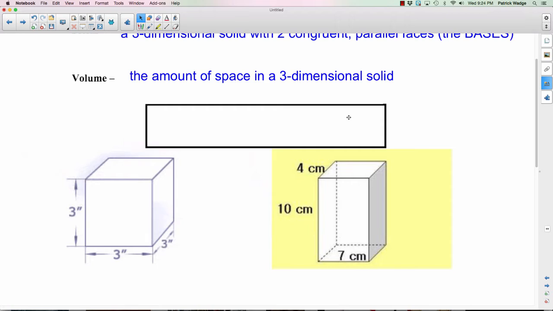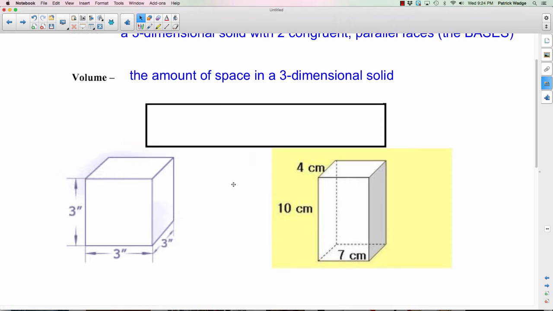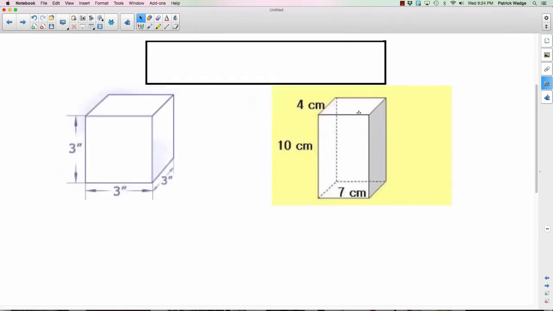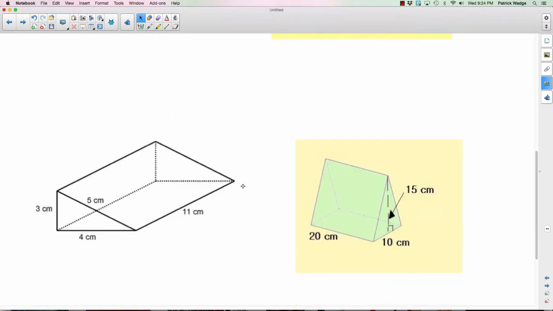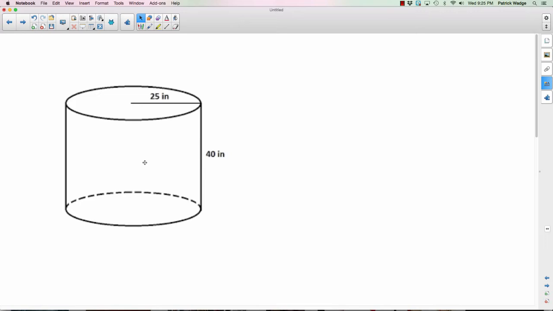We're actually going to do 3 different types of shapes today. We're going to do rectangular prisms, we're going to do triangular prisms, and we're going to do circular prisms, which are also called cylinders. So look, the parts that are parallel here, the bases, are the circles. The circles are parallel with one another.